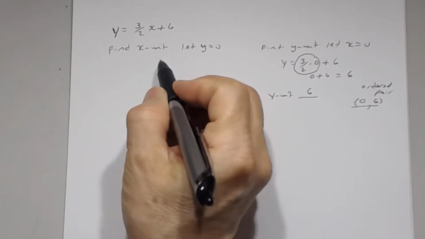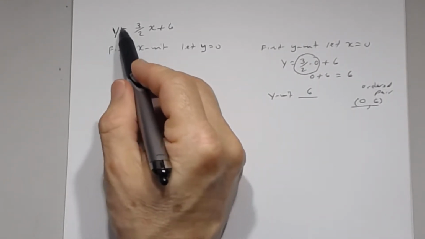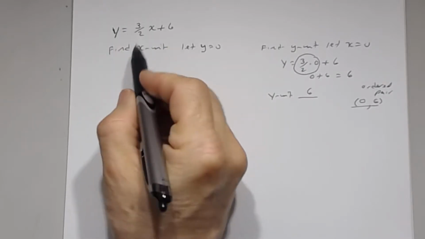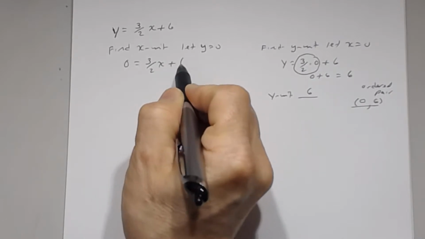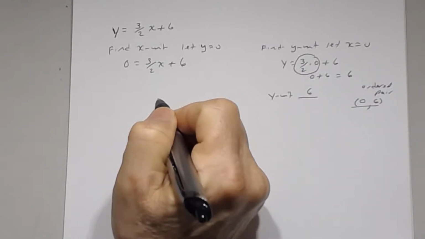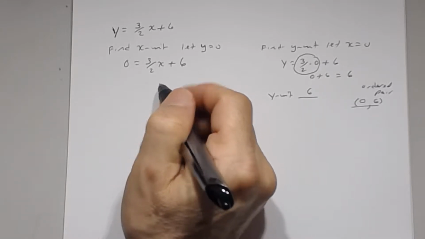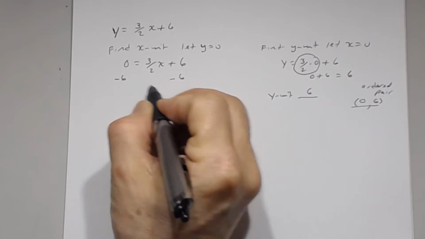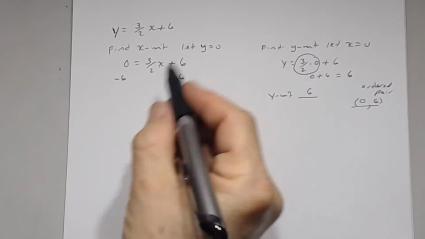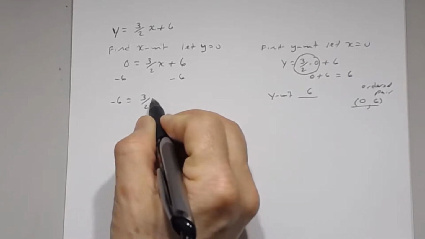To find the X-intercept, you let y equal 0. So if y is 0, you get 0 equals 3 halves x plus 6. Now remember, you have to get x by itself. So what's the next step? How do you solve this equation for x? You subtract 6 from both sides and then combine like terms. What's 0 subtract 6? Negative 6. You get negative 6 equals 3 halves x, right?